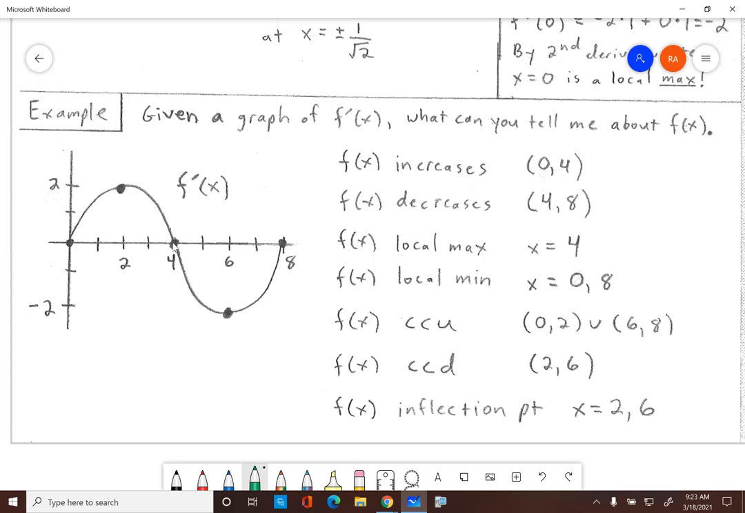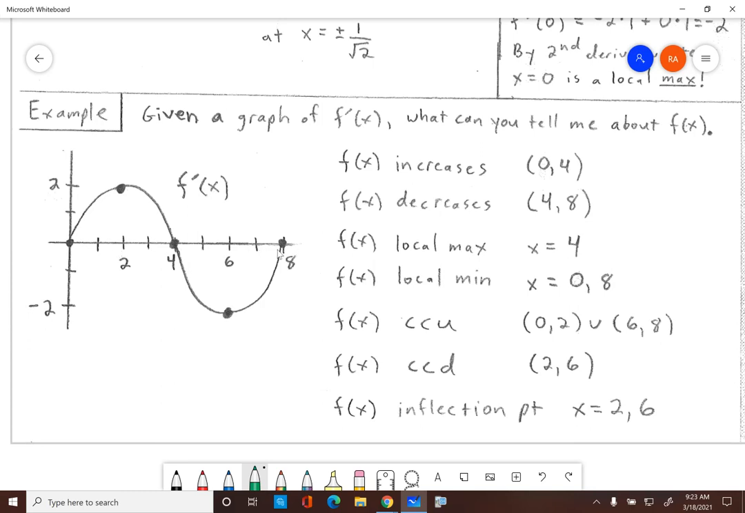And then at 4, the derivative changes from positive to negative at the critical point. I know 4 is a critical point because it makes the derivative equal to 0. So since the derivative changes sign from positive to negative at the critical point, it makes x equals 4 a local max for the original function.